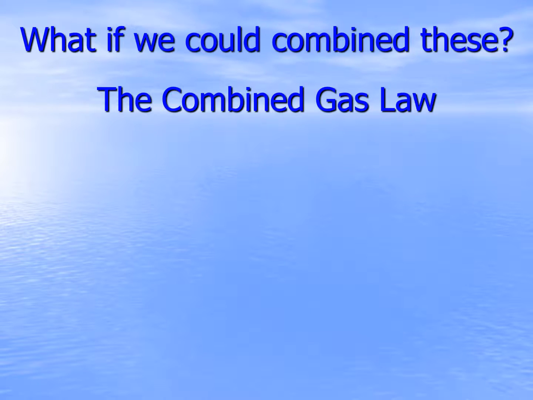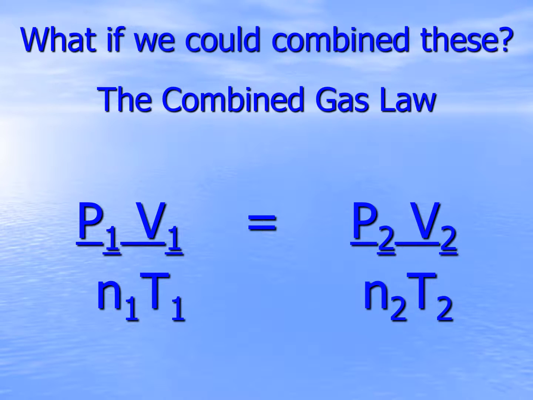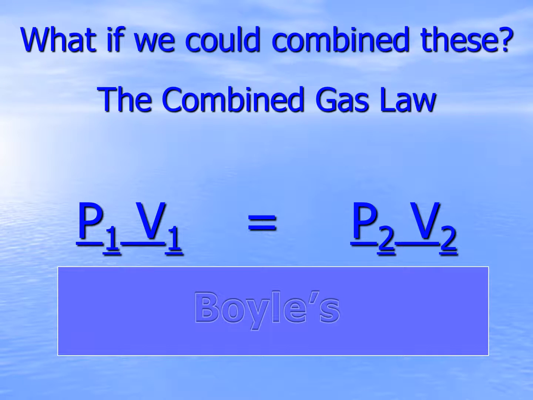Instead of trying to remember all 4, if we put all 4 together into a combined gas law, we can get P1V1 over N1T1 equals P2V2 over N2T2, with 1 being the initial conditions and 2 being the final conditions. Now you might think, why would I want such a complicated equation? Well, because all you need is this one equation, and if you have the moles and the temperature constant, remember you can take out the N1 T1 N2 T2 if they're the same on both sides.